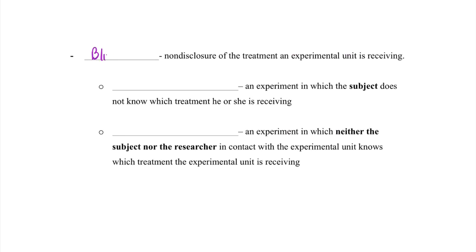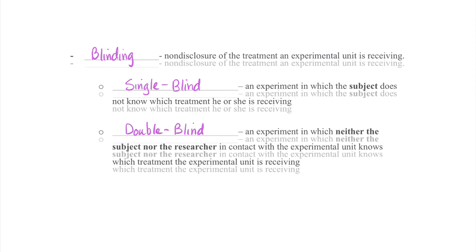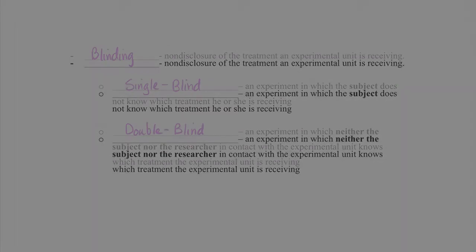The next idea would be that of blinding, which would be the non-disclosure of the treatment an experimental unit is receiving. Within blinding we have a couple subcategories. The first subcategory would be single blind, an experiment in which the subject does not know which treatment he or she is receiving. On the other hand, we have the idea of double blind, where we've got this experiment where neither the subject nor the researcher in contact with the experimental unit knows which treatment the experimental unit is receiving.